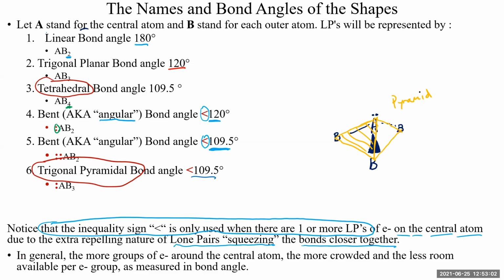And yes, it is a tetrahedron. Personally, I think this should have been called the tetrahedral shape, and the other one should have been called the pyramid. The other one looks more like a pyramid to me than this does. The difference here, of course, is that you have a lone pair rather than an atom.